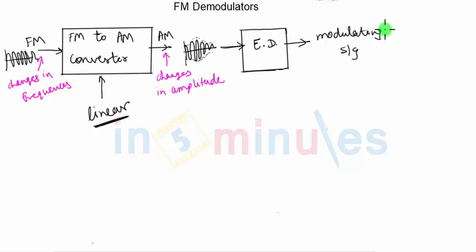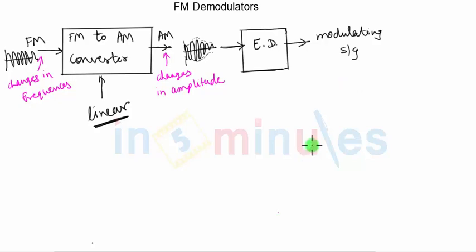No doubt the modulating signal at the output of the envelope detector will be proportional to the amplitudes of the input signal. But if these amplitudes are not linearly proportional to the frequency variations of the input FM signal, in that case, this AM signal will not perfectly represent the original modulating signal. And in that case, the demodulated signal will be distorted and not exactly similar to the original modulating signal.